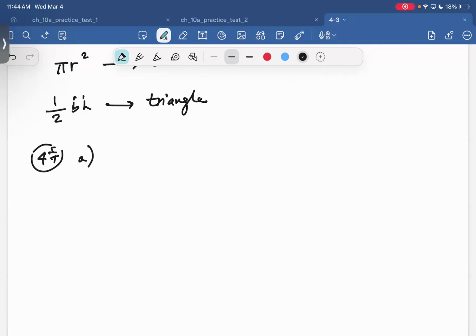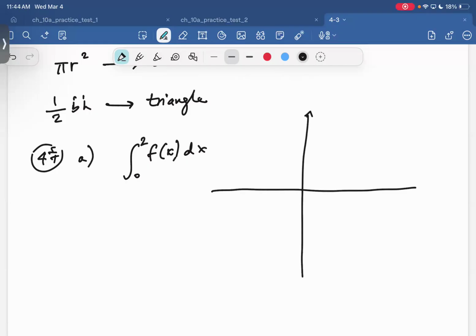So 47A is asking for the integral from 0 to 2 of f of x, right? And so on the graph, what does that correspond to? You need to have this to see the question. Right. So f of x from 0 to 2 is right here, right? We care about this area here because this is 0 and this is 2 on the graph, right? And this is -1 and -2. So the integral from 0 to 2 is going to be that area there.